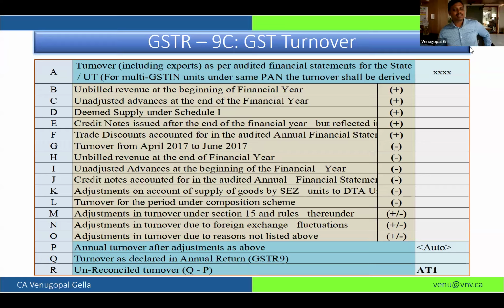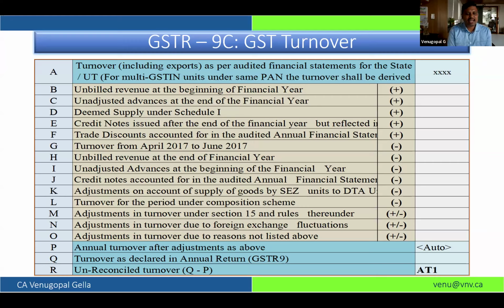You may ask, where do I split the share capital? Where do I split the loans? You may ask all this. No, I'm not asking that. But the turnover has to necessarily be each state P&L has to be given.